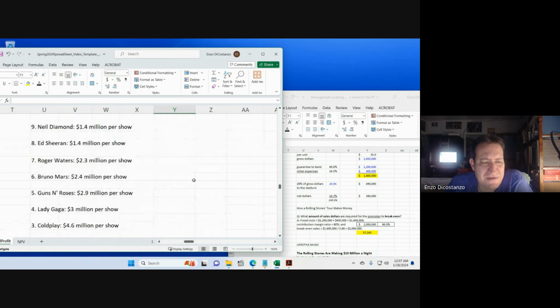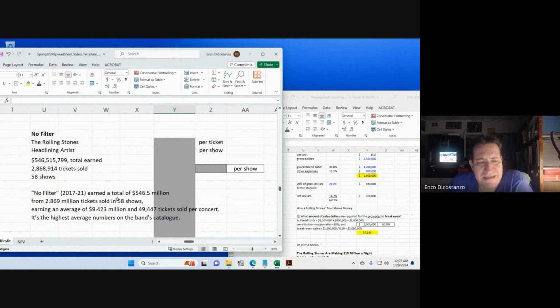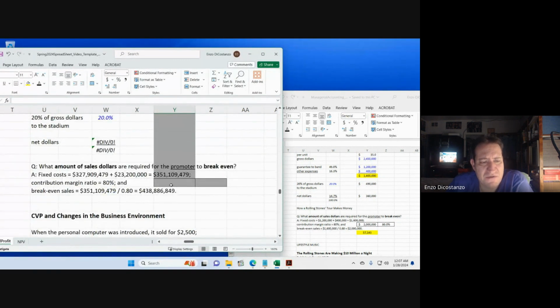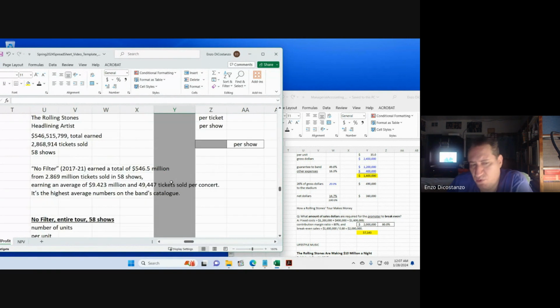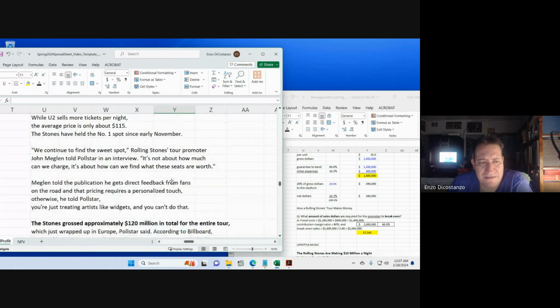So we have a list of how people performed. Okay, the No Filter tour was '17 to '21, and they did 58 shows. We took some of the numbers from this and analyzed the No Filter tour. And actually I found some websites that had all the tour information for all the tours back to the 60s, so you could analyze this stuff going back to that time.